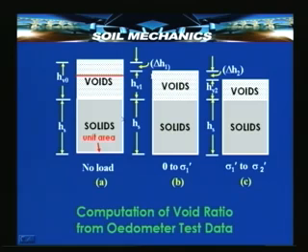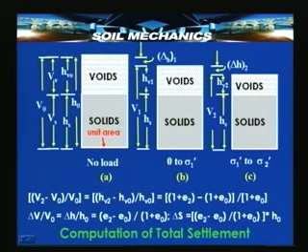So, suppose there is a soil layer in the field, we bring a soil sample, extract a sample and put it in this, and subject it to a load and measure the compression with the help of this dial gauge. Then we can measure this compression, and from the compression we can calculate the change in void ratio, and once we know the change in void ratio, we will be in a position to compute the total change in thickness of the sample, and that is nothing but the total settlement of the sample.